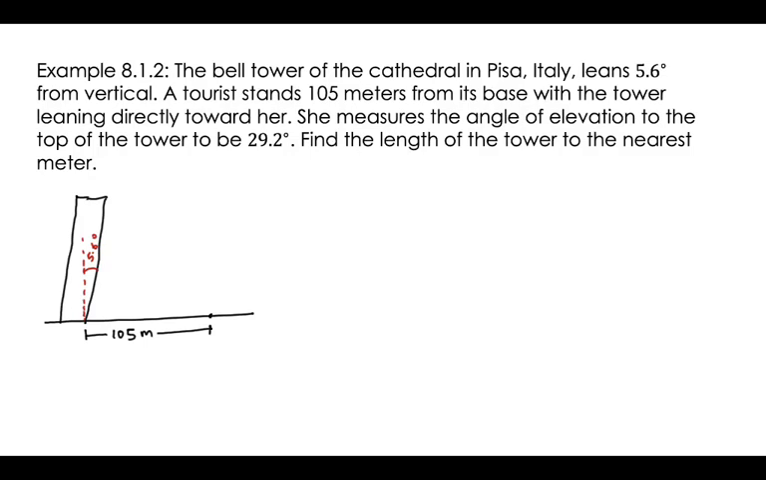All right, and she measures the angle of elevation to the top of the tower to be 29.2. Remember, angle of elevation is from horizontal, the number of degrees that we have to look up. So that's giving us this angle. The way I drew my diagram, clearly that's a lot bigger than 29.2 degrees, but as long as we label it correctly, we'll be all right. We are trying to solve for the length of the tower. I'm going to call that x. That's the distance along this side of the tower.